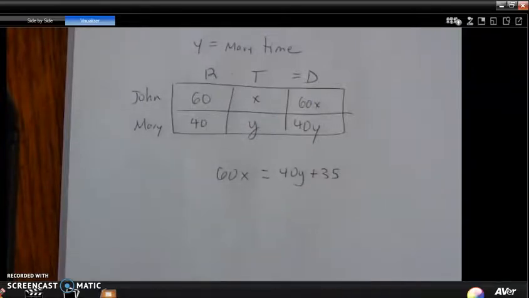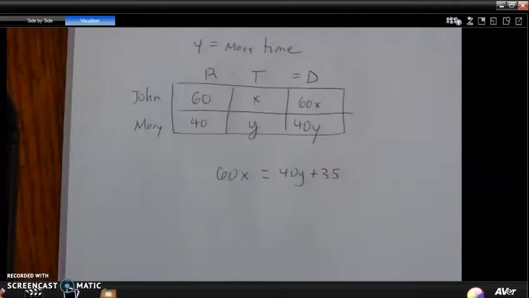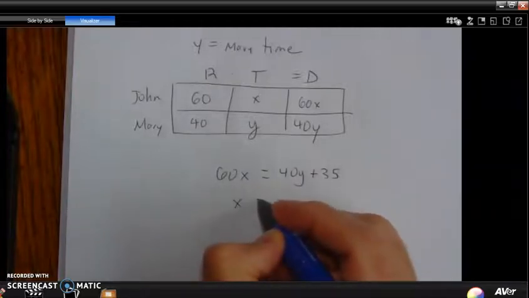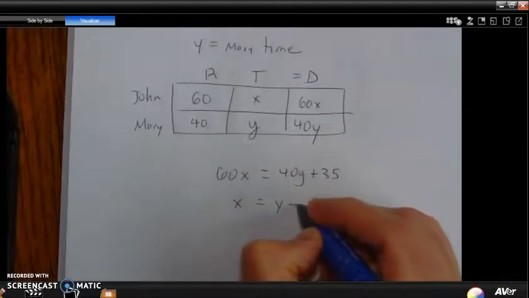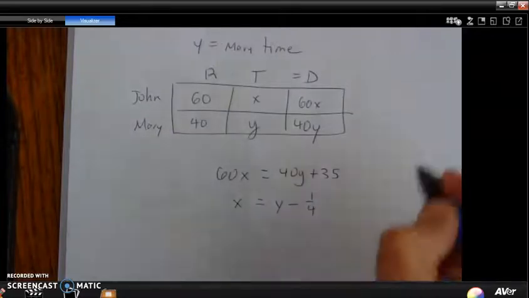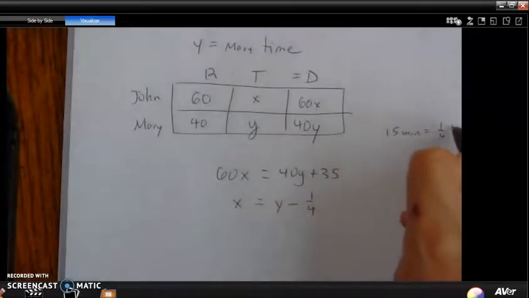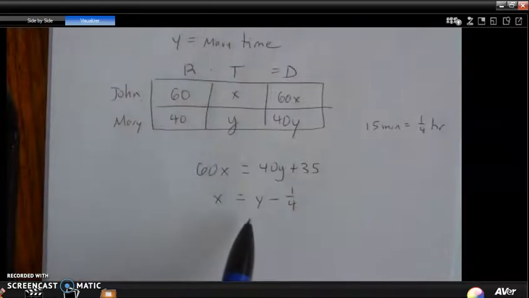And then we read that section again. It says Mary's trip takes 15 minutes longer. So what that means is if I set x, which is John's time, equal to y, which is Mary's time, minus the 1/4 of an hour. Over here I'm thinking 15 minutes equals 1/4 of an hour. We have to keep those units the same. So repeating that, x represents John's time, and since Mary goes longer, we have to subtract 15 minutes from her time for these to be equal.